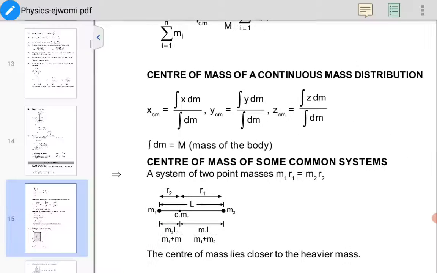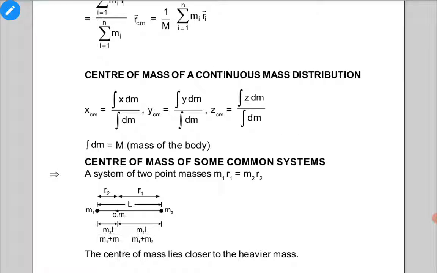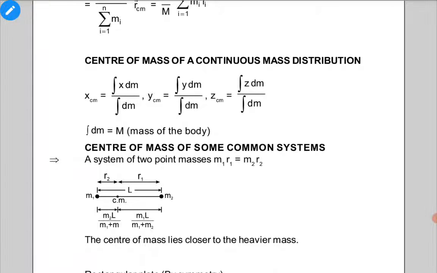Center of mass of a continuous mass distribution. In this case, x center of mass equals integration of x dm upon integration of dm. Y center of mass equals integration of y dm upon integration of dm. Z cm equals integration of z dm upon integration of dm, where integration of dm equals M, that is equal to the mass of the body.